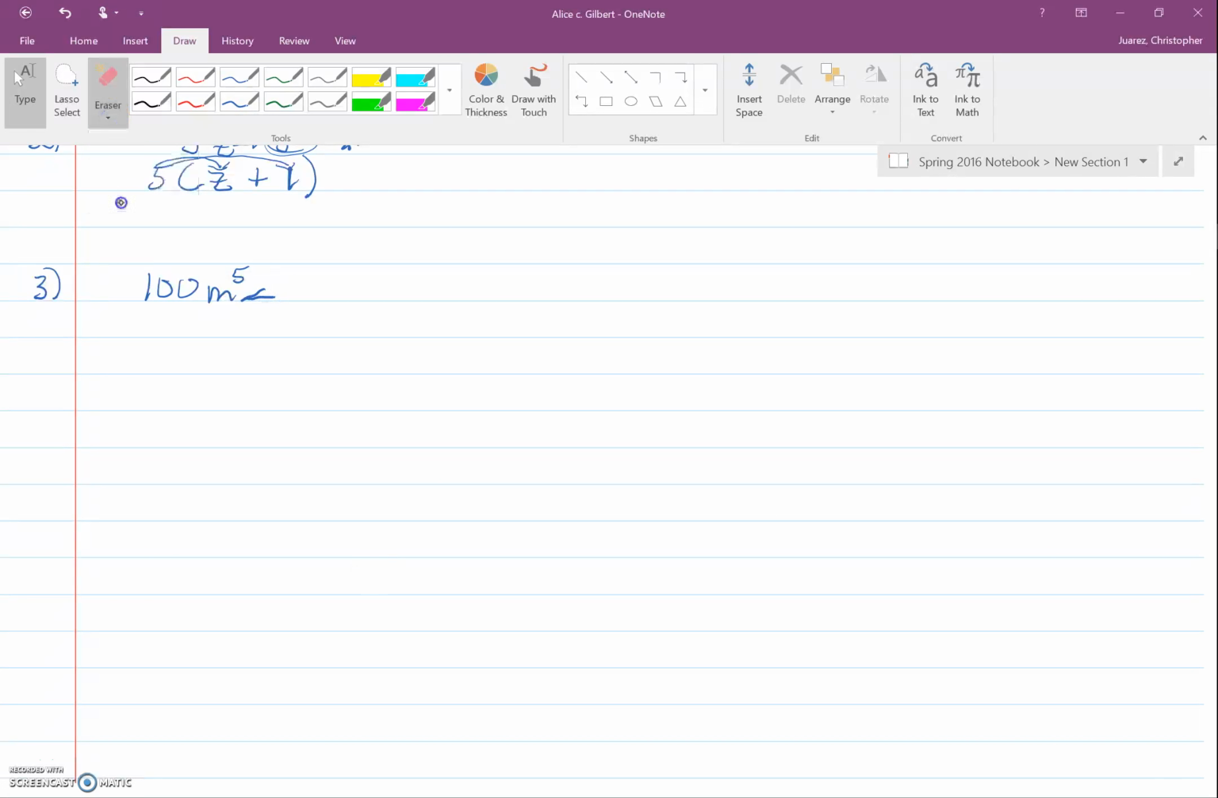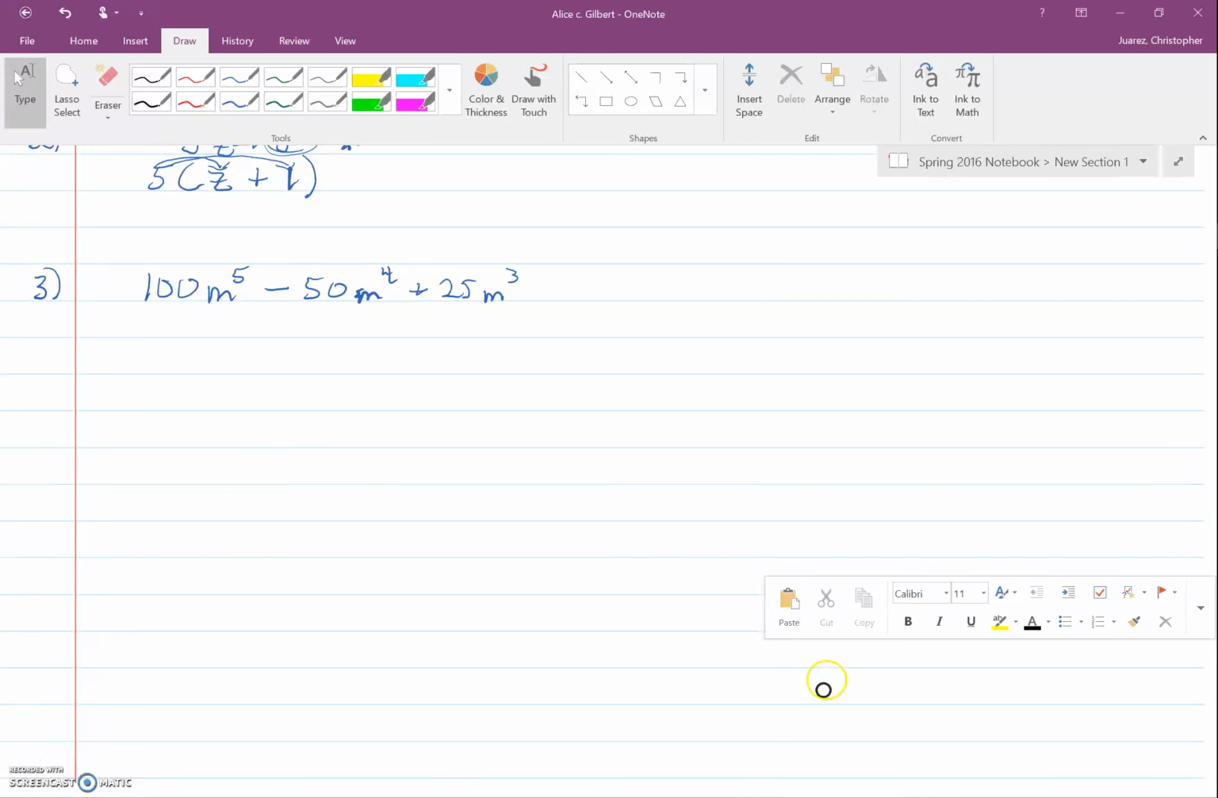Okay, and then minus 50m to the 4th plus 25m to the 3rd. So I want to factor this. It's already multiplied out. Now I'm going to factor it. So that's undoing the multiplication.